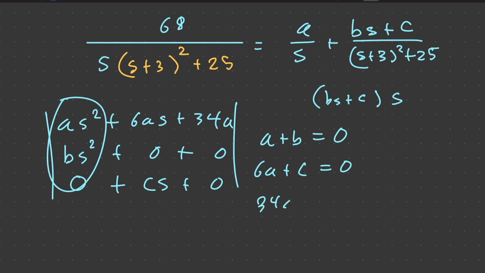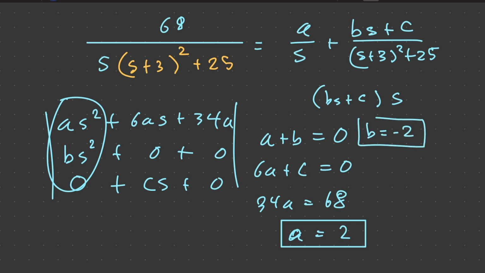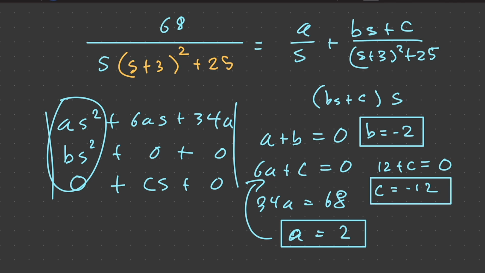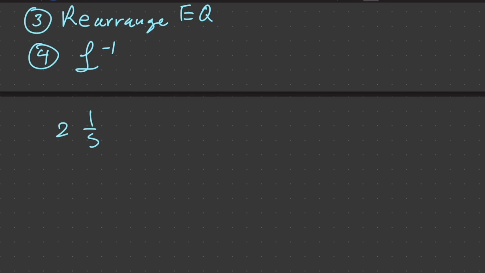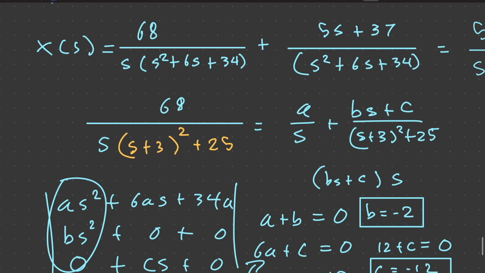And 34A is equal to 68. So luckily, A equals 2. A nice, clean, even number for us. That means that B must equal negative 2, using this equation. Then 12 plus C is equal to 0. I plugged in 2 for A, so C is equal to negative 12. So now let's go ahead and put that form in: 2 over s, and then Bs plus C, so that would be negative 2s minus 12.